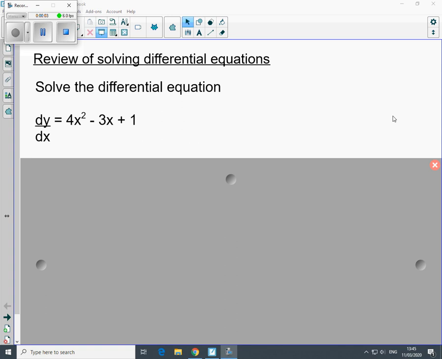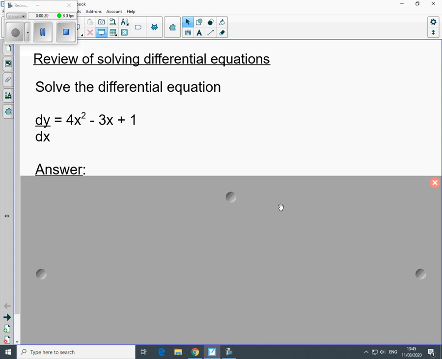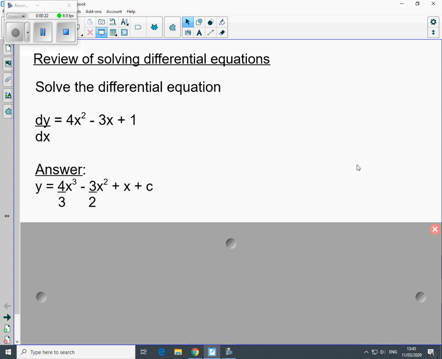This lesson is Core 2, Chapter 7, Differential Equations. So we're going to start by reviewing how we solve differential equations, and there you can see on the screen in front of you is a differential equation, and it's called a differential equation because it has a derivative in it. So to solve it, we integrate, and when we integrate, we get y equals what it says on the right hand side plus c.